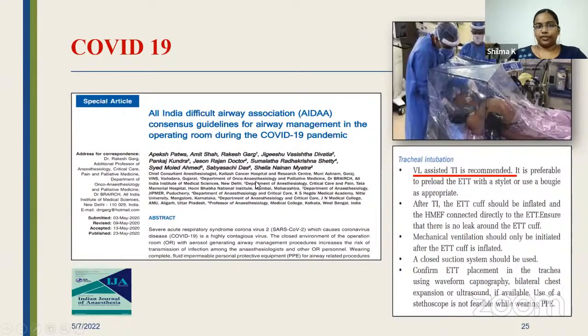As we all know, it is the COVID-19 era. In this COVID-19 situation, All India Difficult Airway Association guidelines state that video laryngoscope assisted tracheal intubation is recommended, as it avoids close proximity with the patient. The infection rate is also reduced.